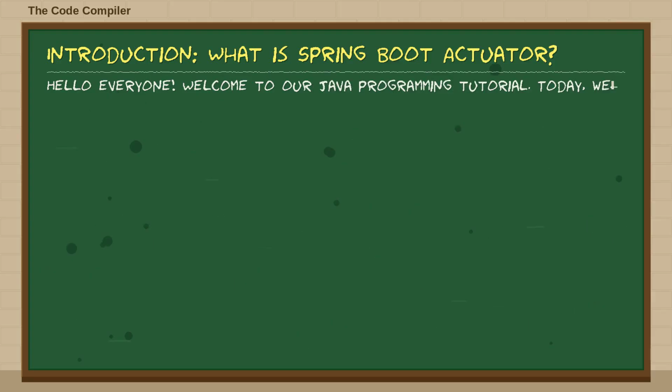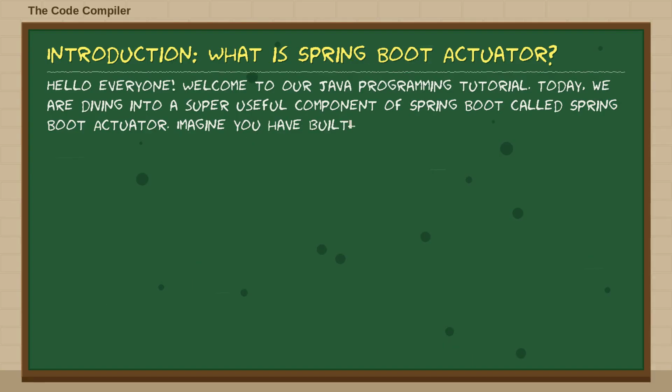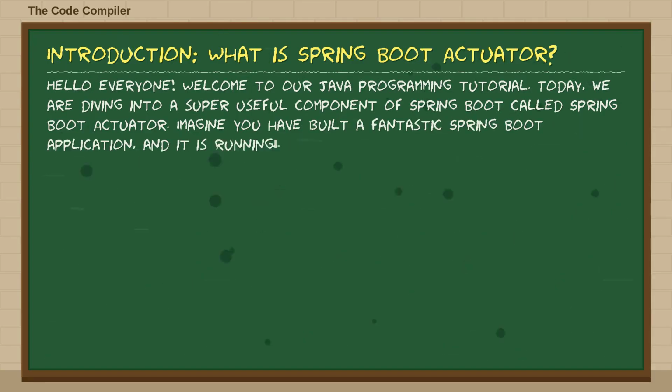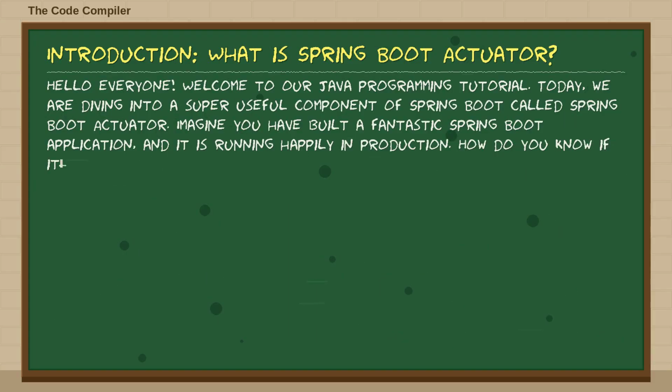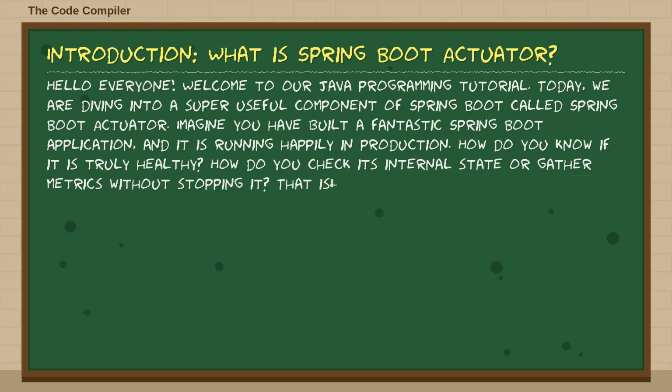Today, we are diving into a super useful component of Spring Boot called Spring Boot Actuator. Imagine you have built a fantastic Spring Boot application, and it is running happily in production. How do you know if it is truly healthy? How do you check its internal state or gather metrics without stopping it? That is where Spring Boot Actuator comes in.